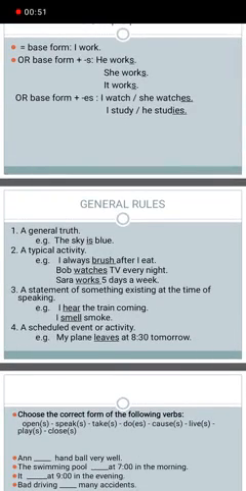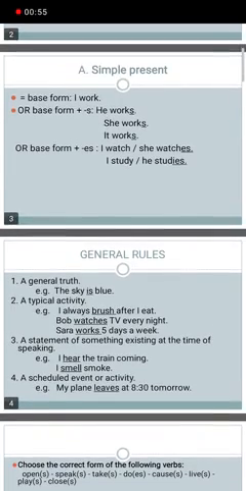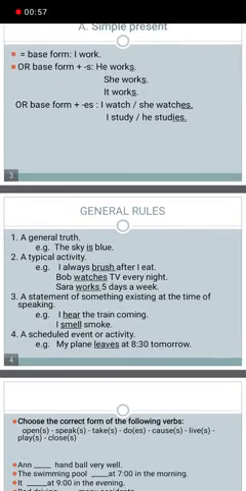And then we have the general rules that are always used when forming simple present. One, a general truth, something that cannot be changed. It is obvious. It is the way it is. For example, the sky is blue. We all know that the sky is blue, and we cannot change that.